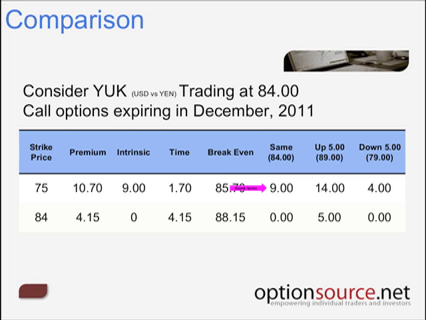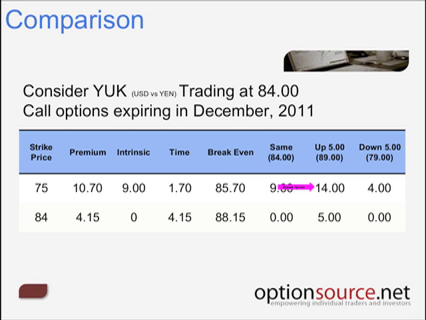So in the case of, let's say, the pair staying the same between now and the expiration, we know that the maximum risk exposure is going to be our time value, and that we're risking really only the $1.70, because that we know is going to expire worthless. So on the third Friday of December, if the pair has not done anything at all, is settling at 84, we're going to get $9 per contract back, only risking that $1.70.